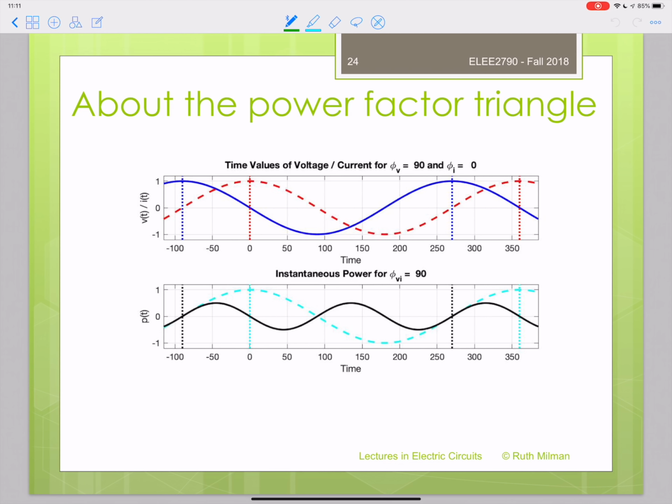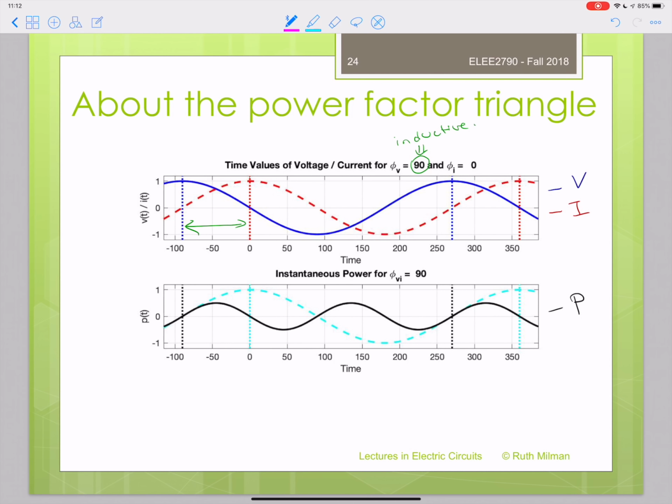This first graph shows you a purely inductive load. You know that it's purely inductive because this is a positive number. In fact, it is so purely inductive that the phase angle is 90. There is no actual resistance in the system. When you look at this, you can see the 90-degree phase shift between your current and your voltage. And notice that in all of these graphs, the blue line is the voltage and the red line is the current. And down below, the black line is the power.